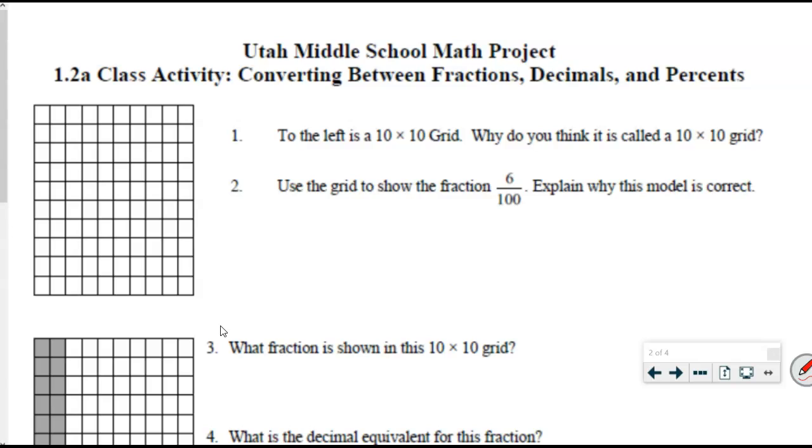Why do you think it is called a 10 by 10 grid? Luis? There's 10 rows of 10. Here's one row, and in this row, there's 10. Second row, 10. Third row, 10, etc. So if this is a 10 by 10 grid, how many total boxes are there? Andrew? 100.